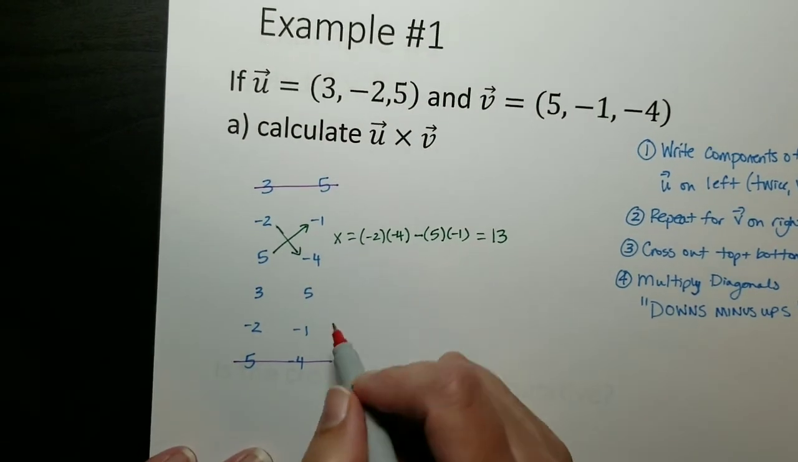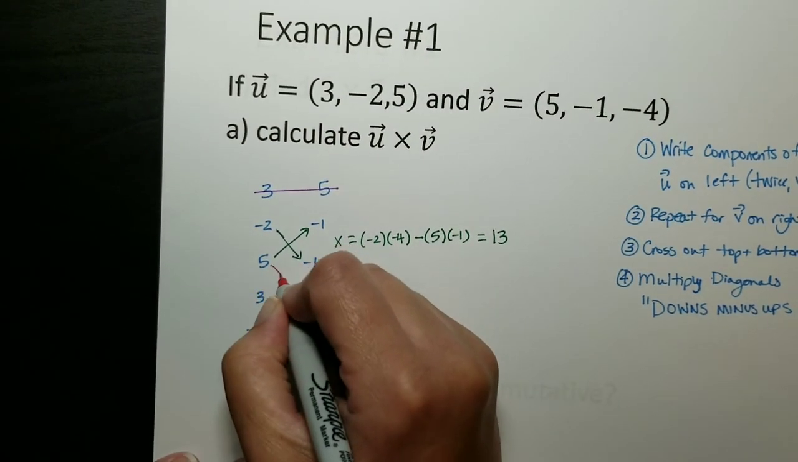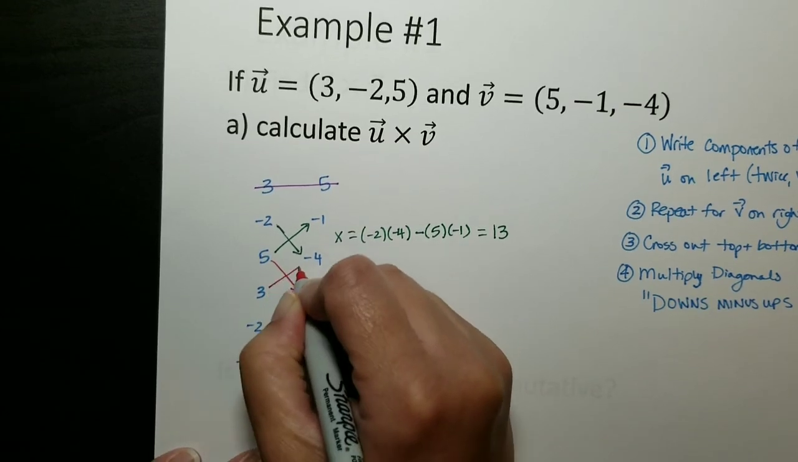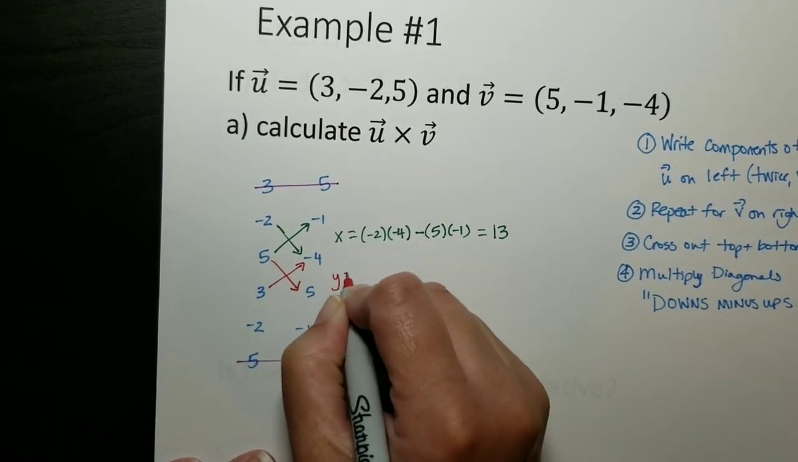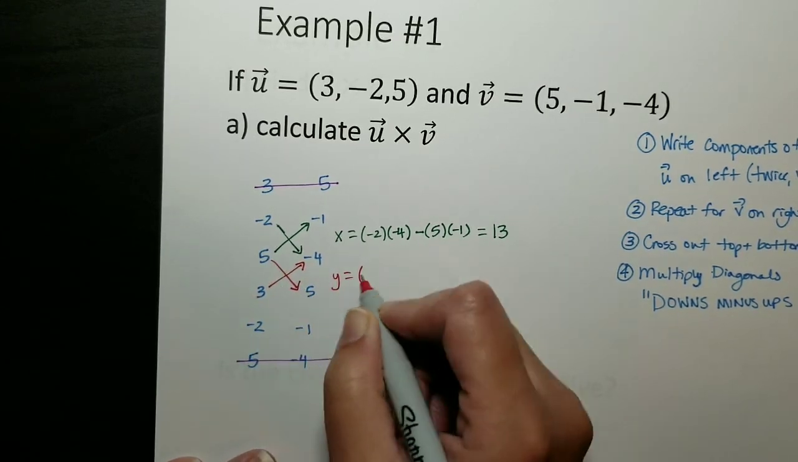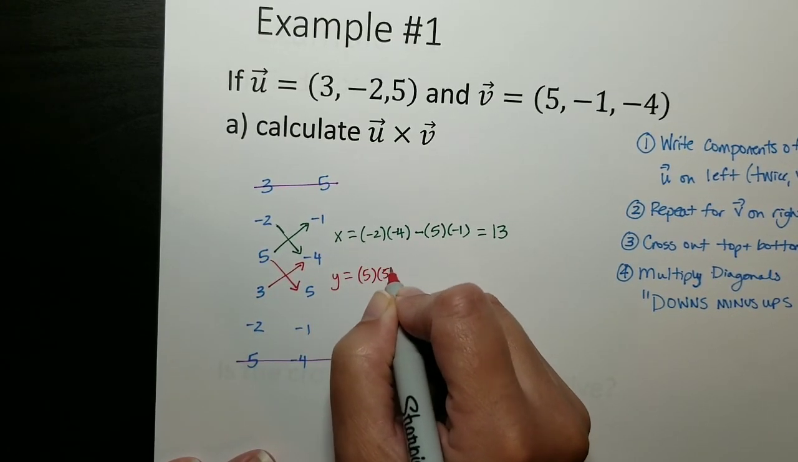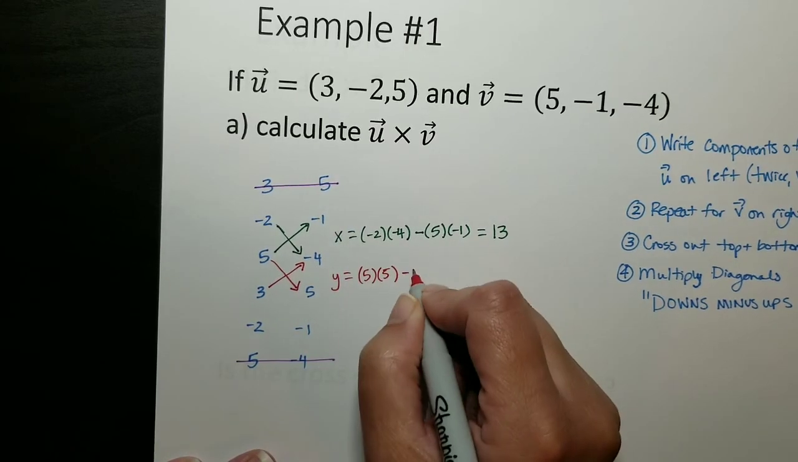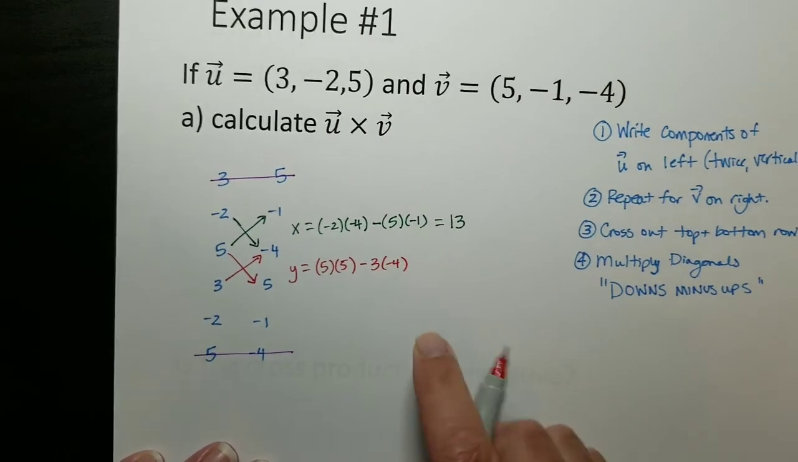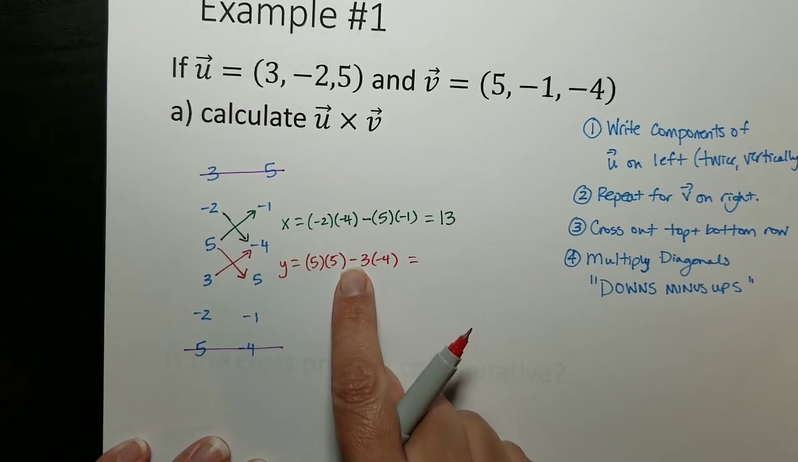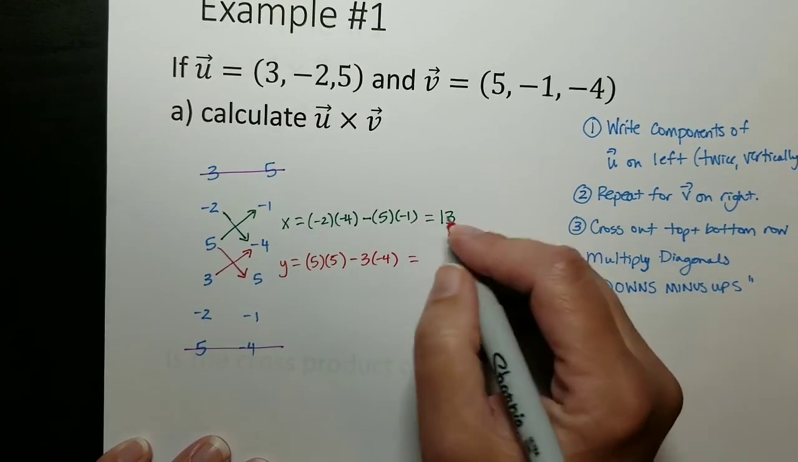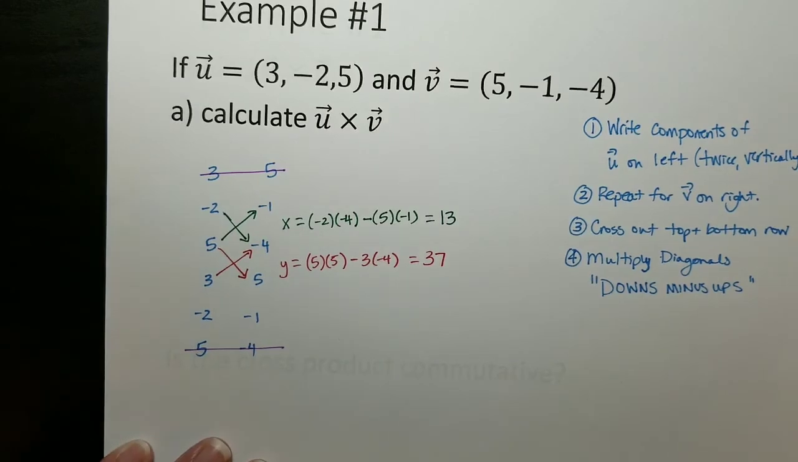The next pair will give us the y's. We're going to do downs minus ups. So here we do 5 times 5 minus 3 times -4. 5 times 5 is 25. Negative and negative is going to be +12, so we get 37.